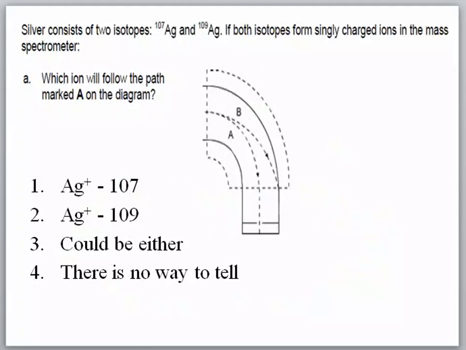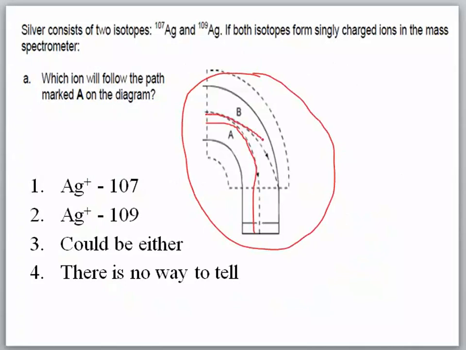But you do need to be able to look at a drawing that shows a deflection of species A and species B, and look at silver ion 107 mass and an isotope with a 109. And by looking at the fact that the A shows a more deflected path and that the smaller mass would be deflected more, you should be able to identify this as silver 107.